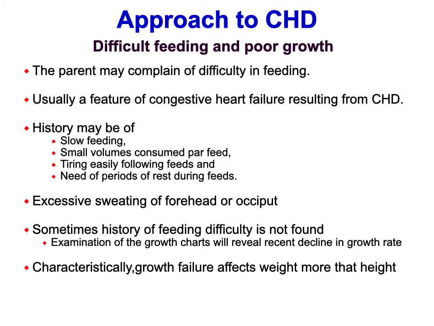Parents may complain of difficulty in feeding in children with congenital heart disease. Usually, it's a feature of congestive heart failure resulting from congenital heart disease. Usually, you get history of either slow feeding or small volume feeding, and then the child becomes a frequent feeder, tiring easily following feeds, and needs rest during feeds. There is also history of excessive forehead or occipital sweating, which is an evidence of catecholamine secretion.